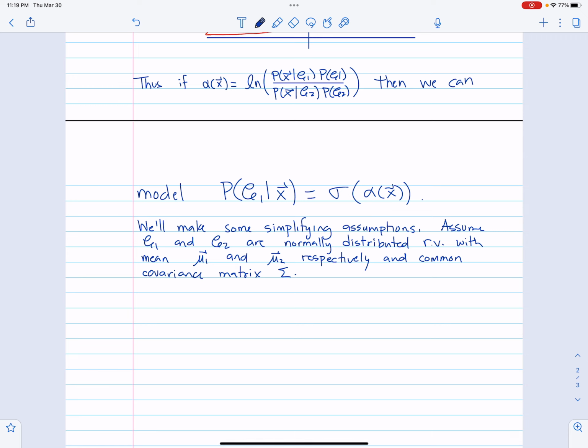These are exactly the same assumptions that we made when we came up with the maximum likelihood estimate. Now we're going to use these assumptions to find a nice simplified form for alpha of x. Alpha of x, by definition, is this logarithm that we've written down, which seems super weird, seems mysterious. This logarithm of this quotient.